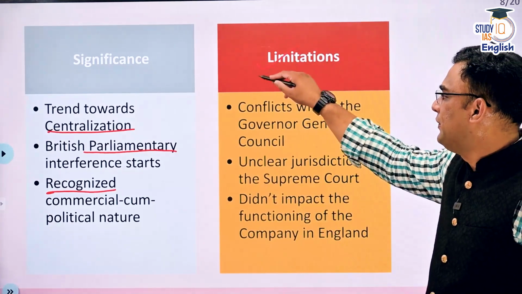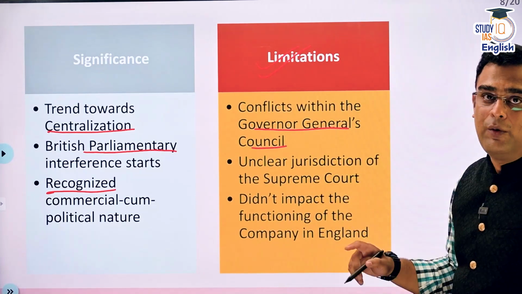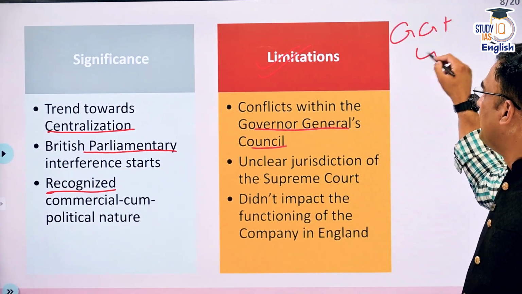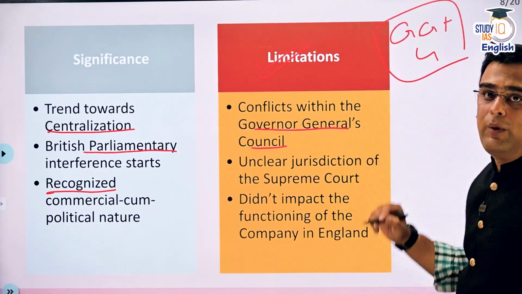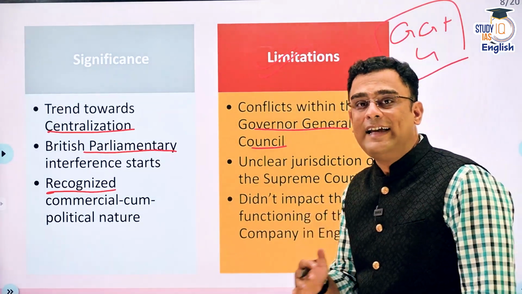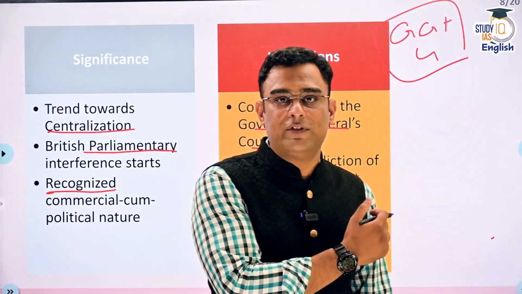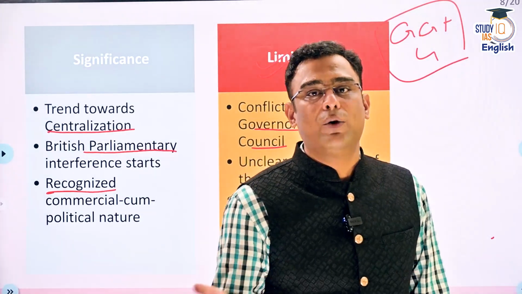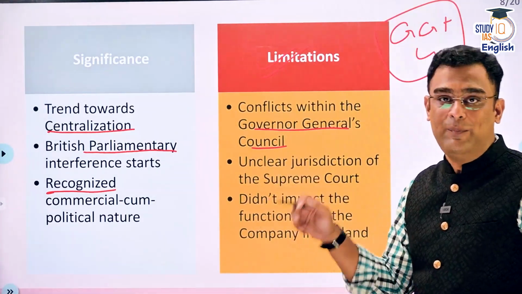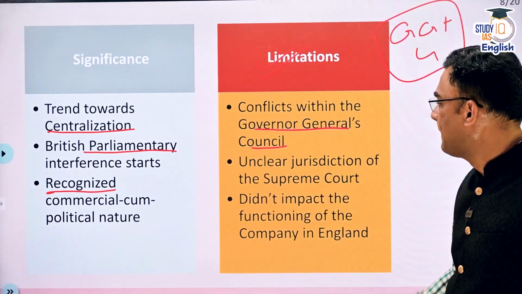Now, there were some limitations though. The Governor General and his council, which was supposed to have Governor General plus 4 members, this council always saw a lot of conflict within. Warren Hastings could never really come to terms with the other members of this council, and constantly there was bickering going on. That is why this act became difficult to implement. Taking decisions was a big task for this council.